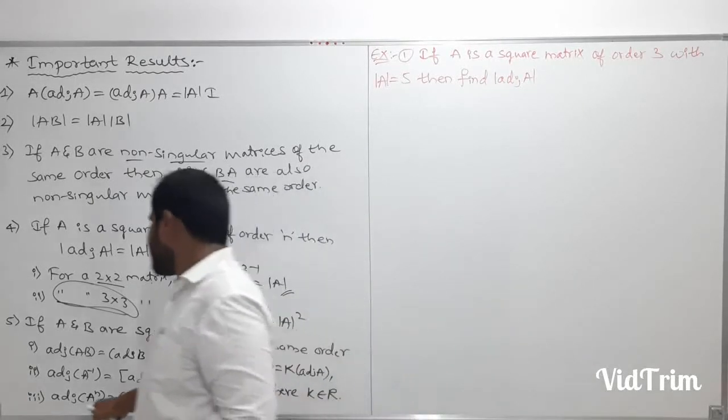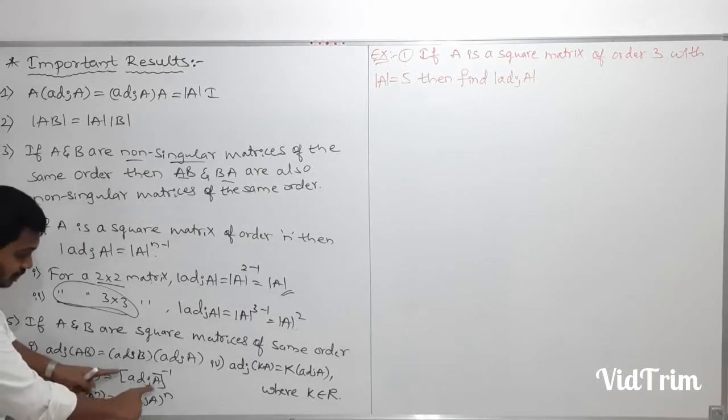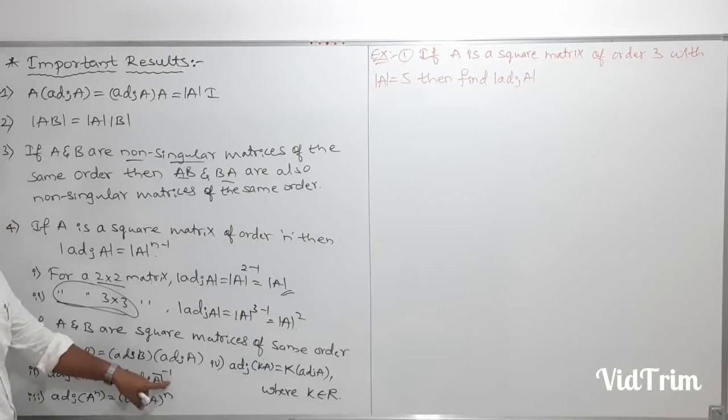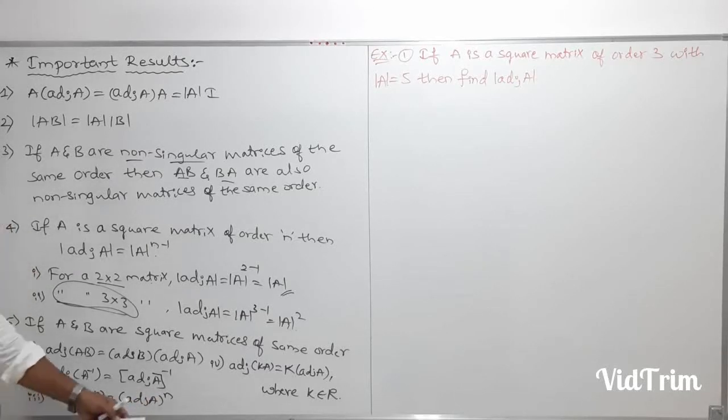So what is the second point here? It is adjoint of A inverse. Adjoint of A inverse can be written as adjoint of A whole to the power inverse, so that value is equal to adjoint of A inverse. And the next one is adjoint of A whole to the power n, which is equal to adjoint of A whole to the power n. Here I am taking adjoint of A to the power n, so this value is equal to adjoint of A whole to the power n. This is the third result you should remember.